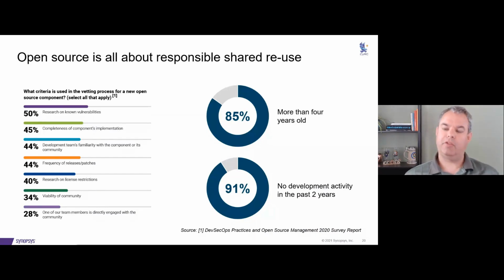That is supported by the survey that we did last year, which said that only 28% of the respondents had one of their team members directly engage with the community, which means that only 28% of those respondents had very clear visibility into the way that the community works and how it communicates its updates and patches. Now that's counterbalanced a little bit by 44% saying that they had some familiarity with the component or its community, but that level of engagement is really what powers any type of patch strategy that is going to keep things current.